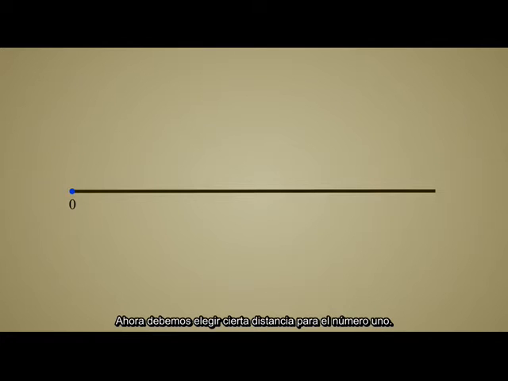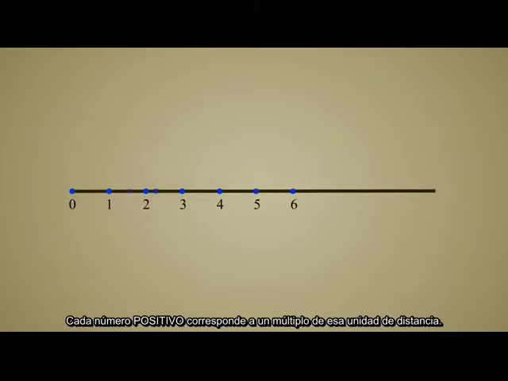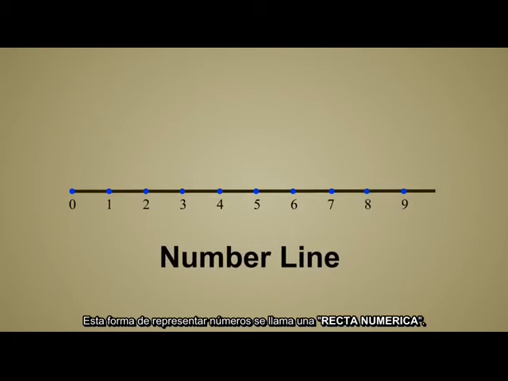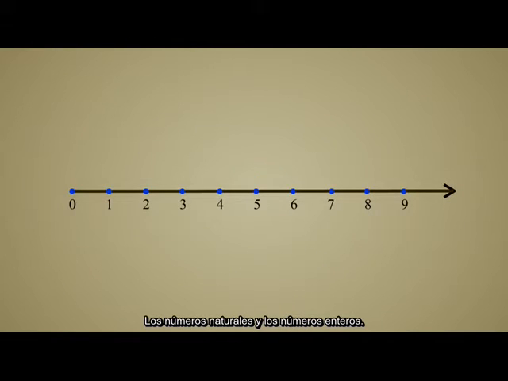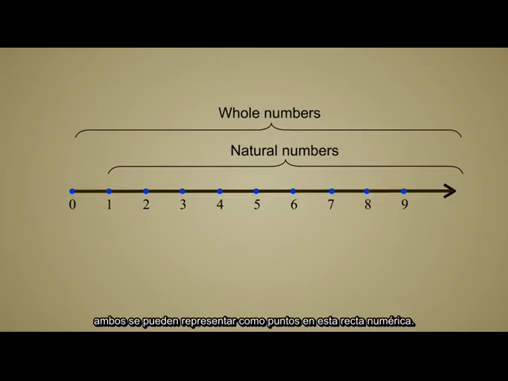We must now choose some distance for the number 1. This distance is called the unit distance. Every whole number then corresponds to a multiple of that unit distance. This way of representing numbers is called a number line. Since there are an infinite number of whole numbers, we place an arrow on the right end of the number line to show that it goes on forever in that direction. The natural numbers and the whole numbers both can be represented as points on this number line.